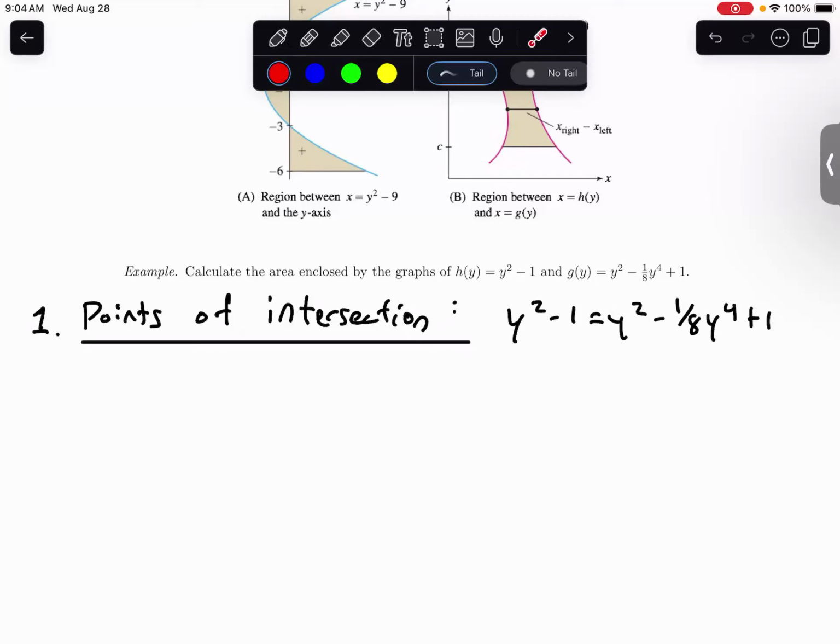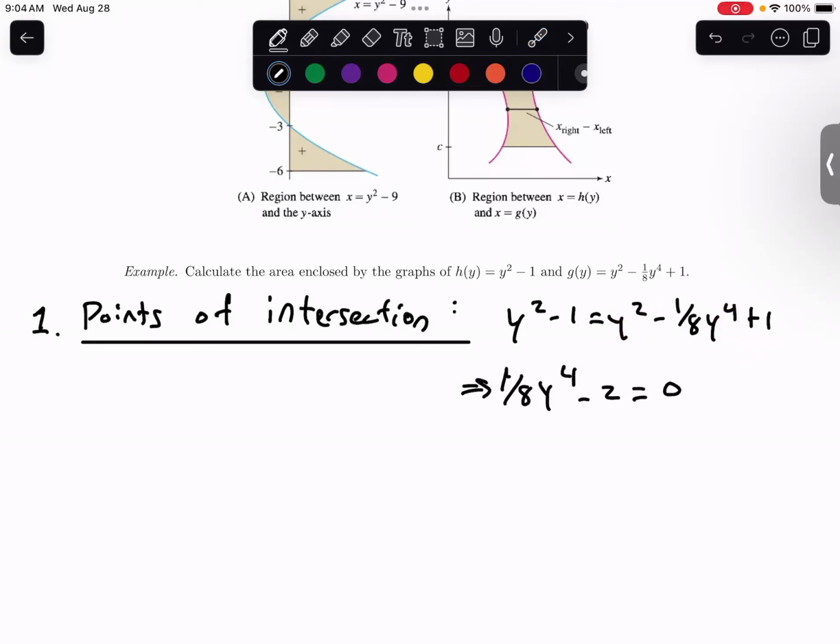We're going to bring all of these terms over to the left-hand side, and then we'll get something that ends up being equal to 0. If we bring everything over to the left-hand side, we'll have y squared minus y squared, so those terms cancel out with one another. We'll add over the 1 over 8, y to the 4th power, and then this is going to be minus 2 is equal to 0, subtracting the 1 over to the left-hand side. And so now we just need to solve for y.